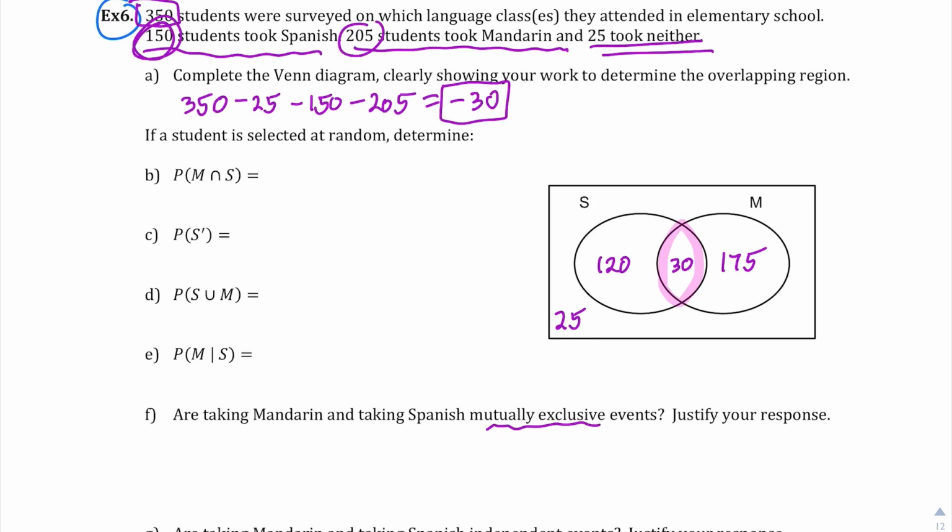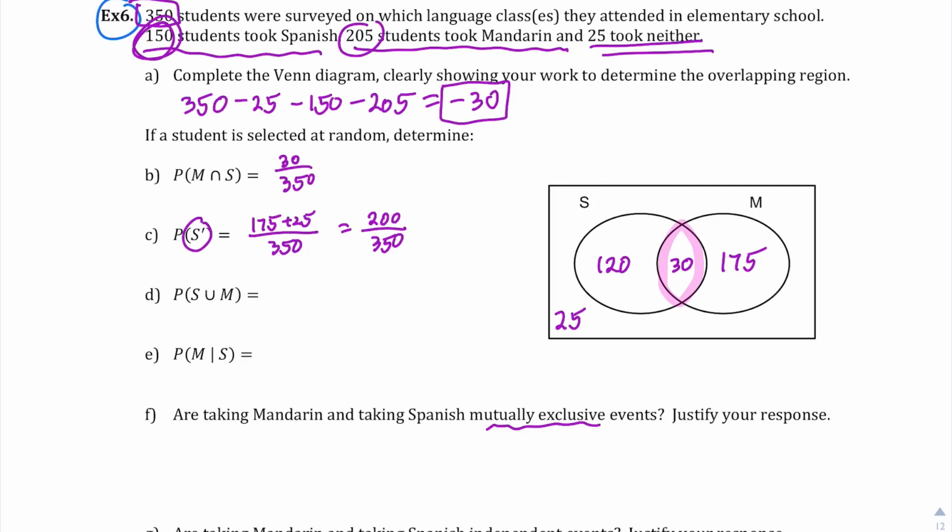The probability of Mandarin intersection Spanish: we've got 30 students out of our total of 350. The probability that a student did not take Spanish is going to be everybody who took only Mandarin, as well as those who took neither Spanish nor Mandarin. That's going to be 175 plus 25 over 350. We would expect you to take that one additional step of completing operations, but then you can leave your answer in unsimplified form.